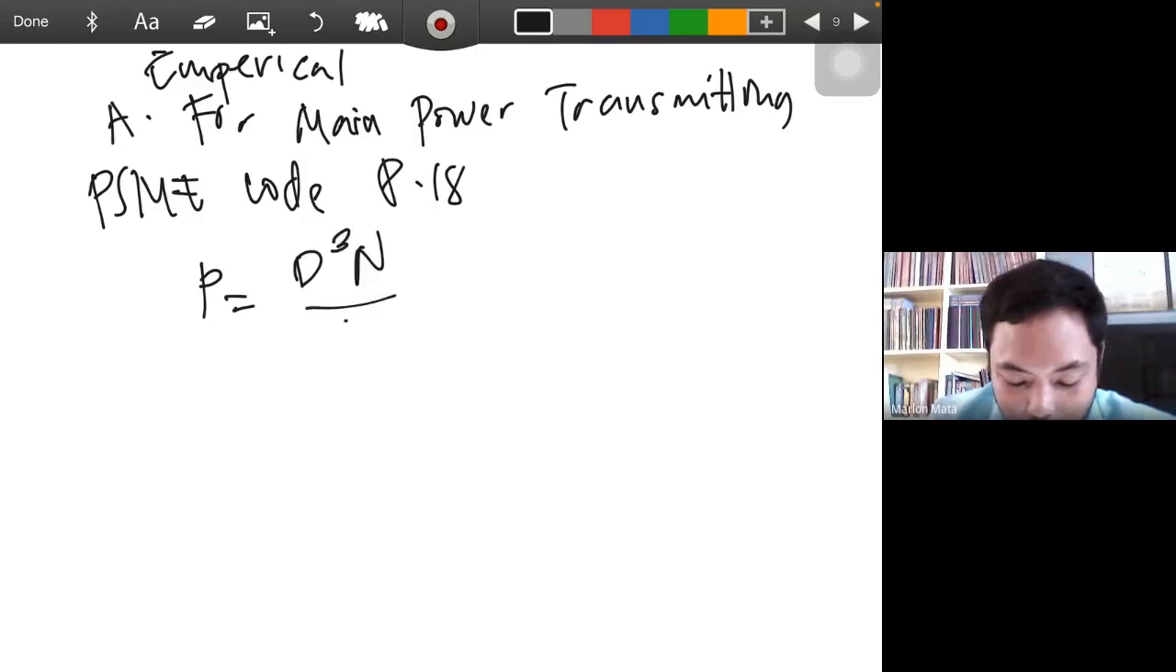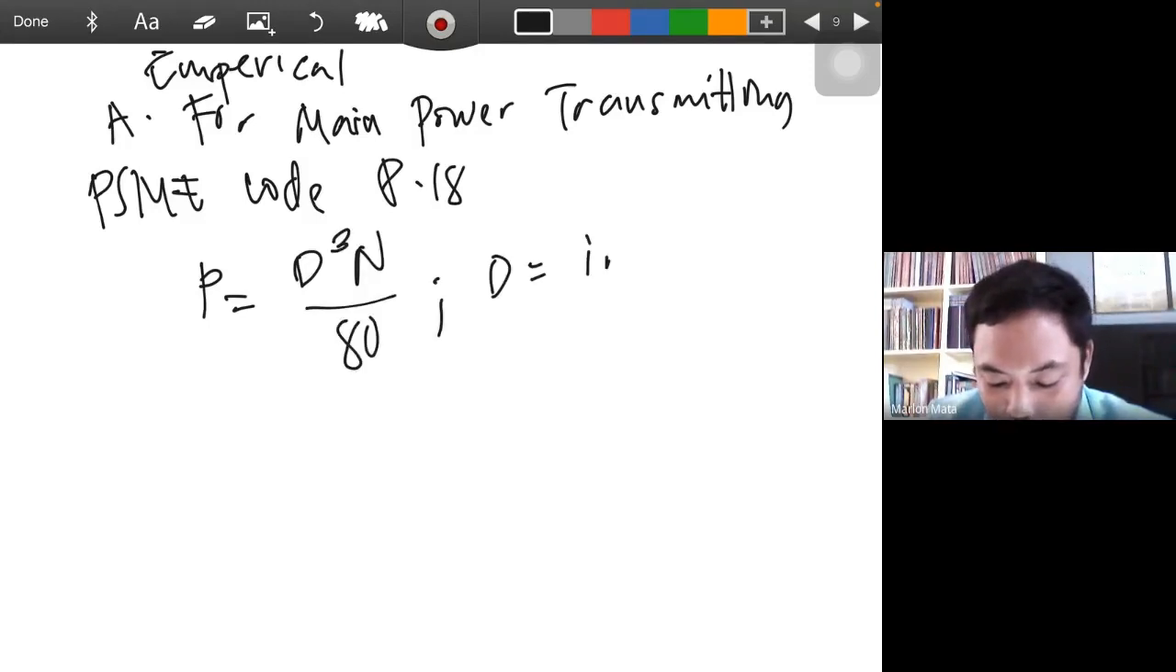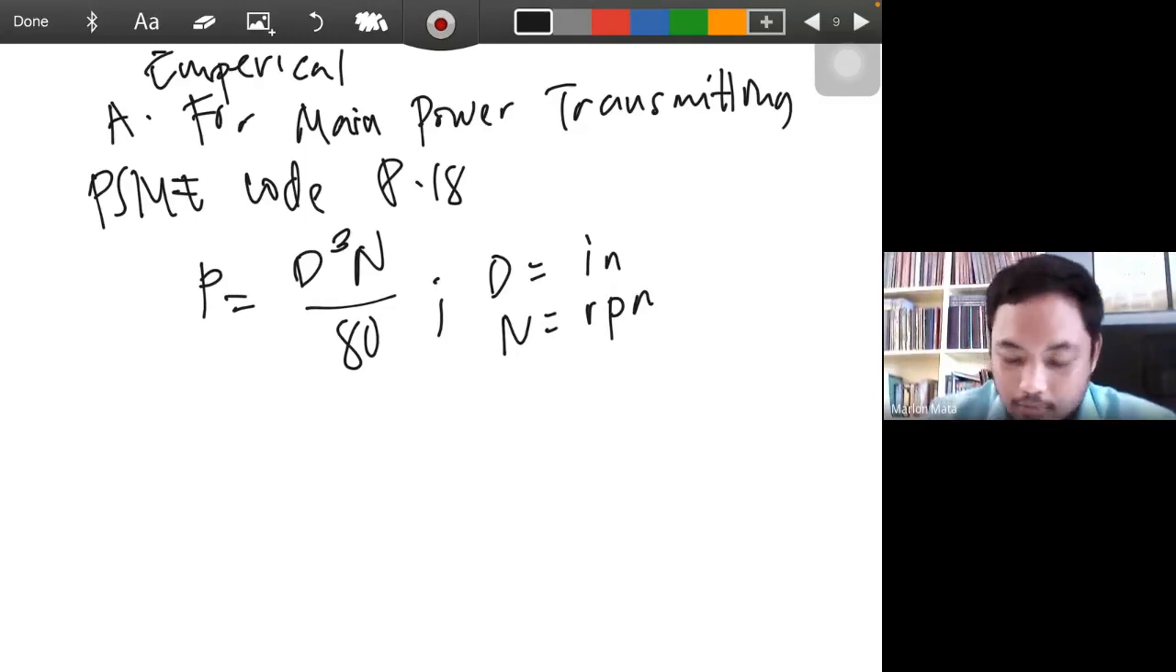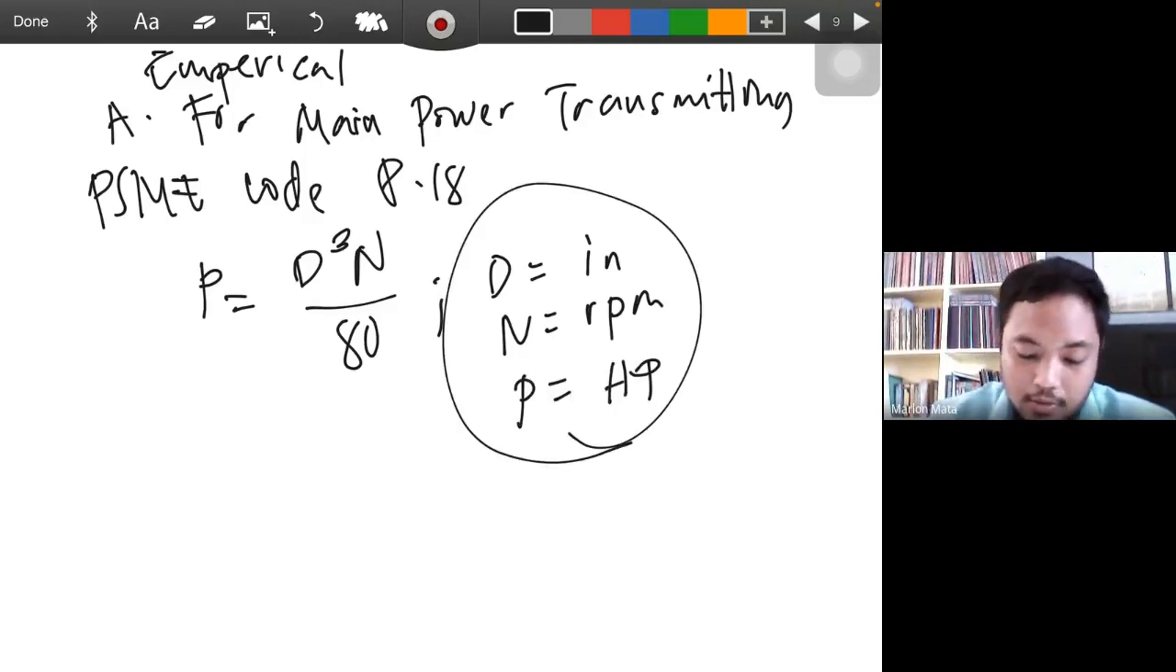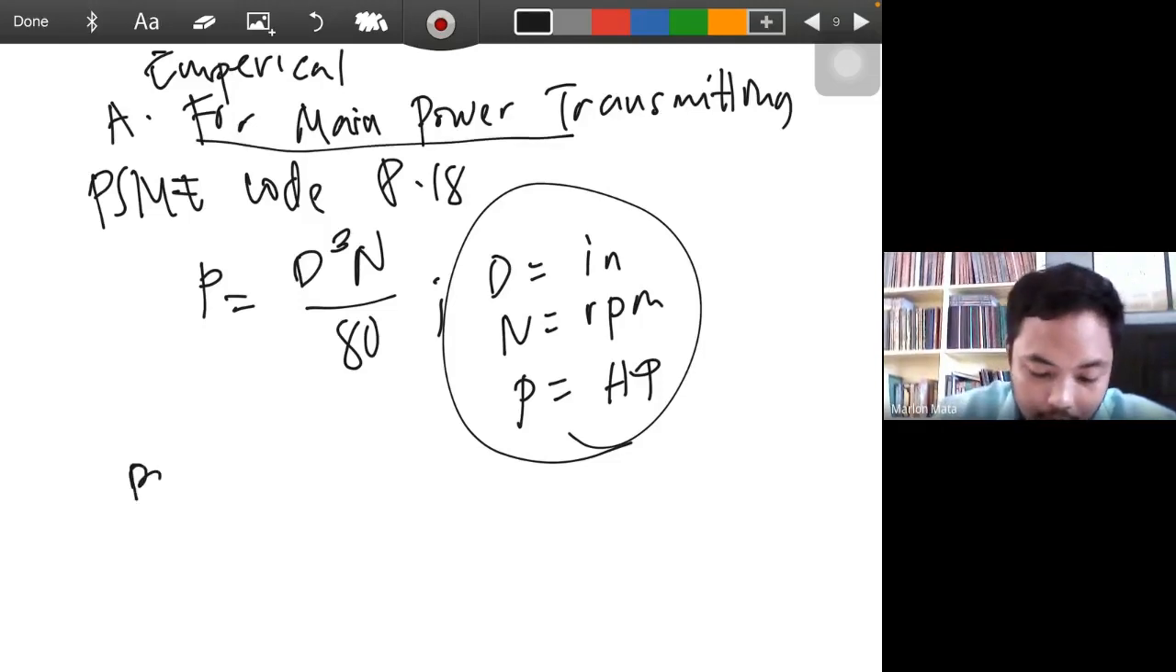So power equals D cube N over A T, where the diameter D is in inches and N is in RPM. Always remember this: you cannot apply dimensional analysis because the units will not cancel out. The power is in horsepower. Always remember that unit. So that is for the main power transmitting shaft.